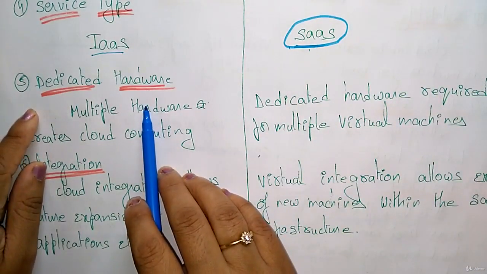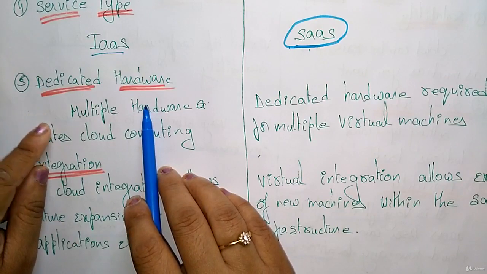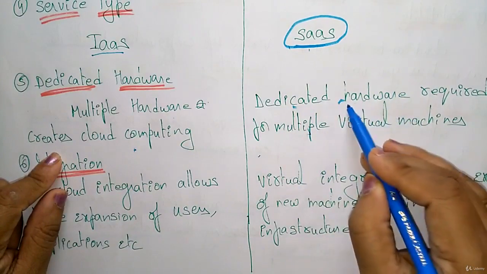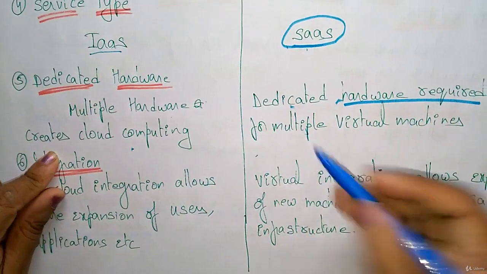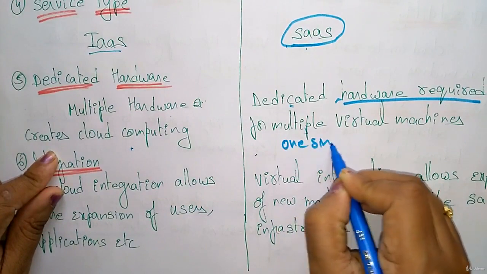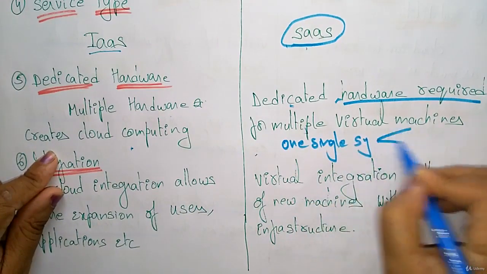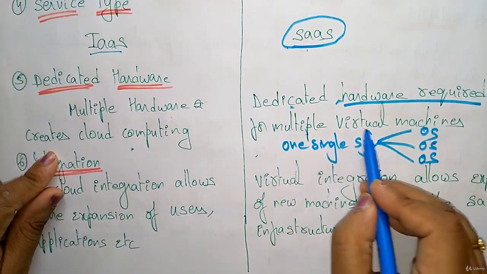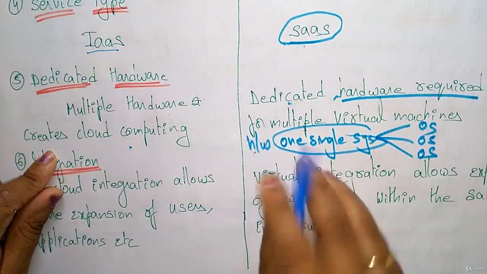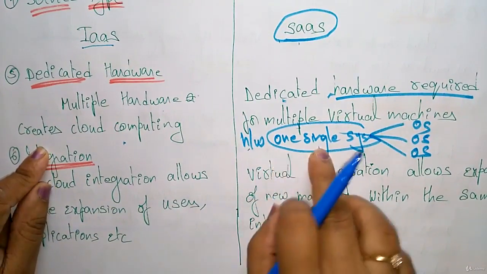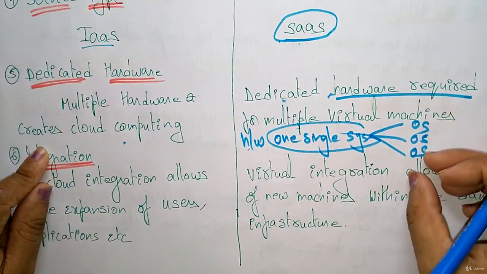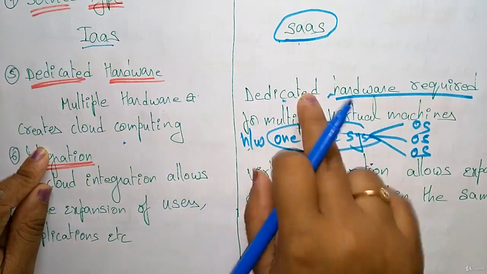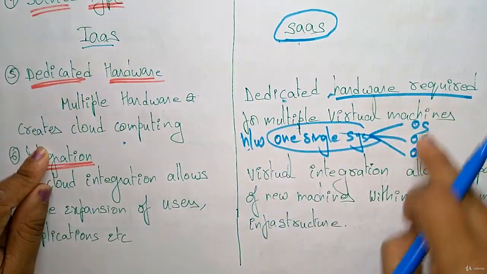Coming to dedicated hardware, in cloud computing, multiple hardware systems create the cloud, whereas in virtualization, a dedicated hardware is required for multiple virtual machines, because it is one single system with multiple operating systems. All the users share the same single hardware resources. So a dedicated hardware is required for multiple virtual machines.